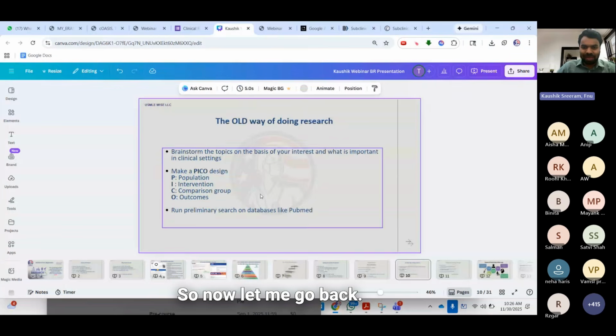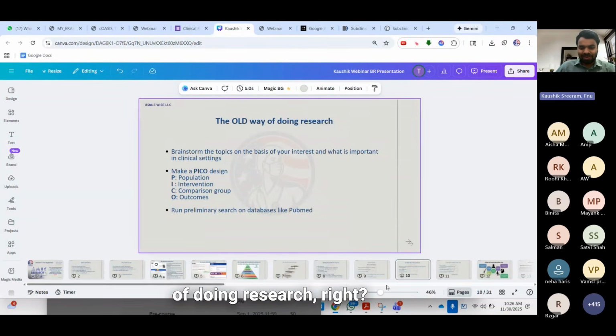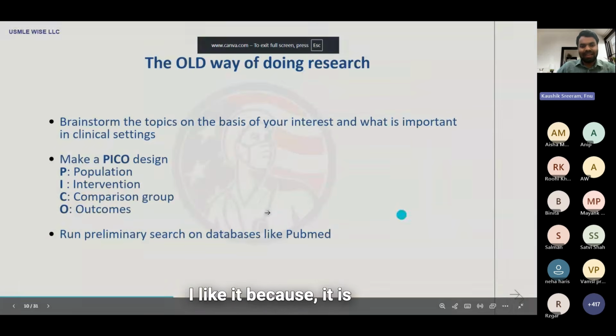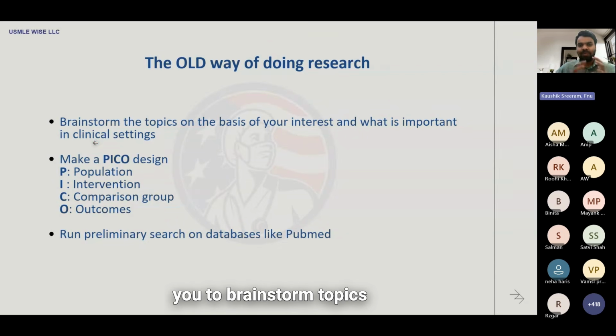So now let me go back. What is the old way of doing research, right? I like the old way, not that I am against it. I like it because it is structured. It forces you to brainstorm topics based on your interests. Like we said, our volunteer told about vertebral disc prolapse or something. I was like, oh my God, that is too big to type. So I did not want to type it. Then that is something that she is interested in.